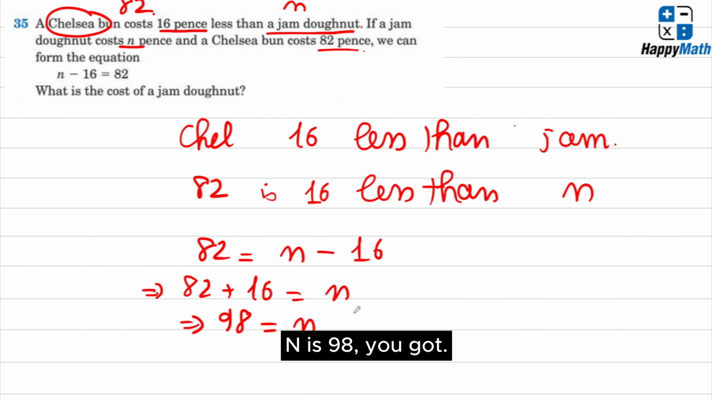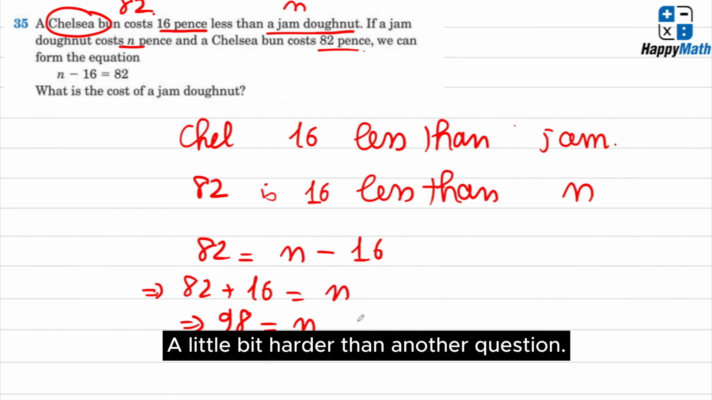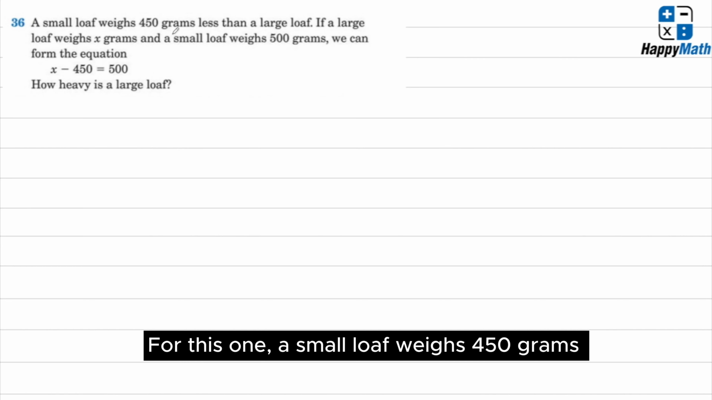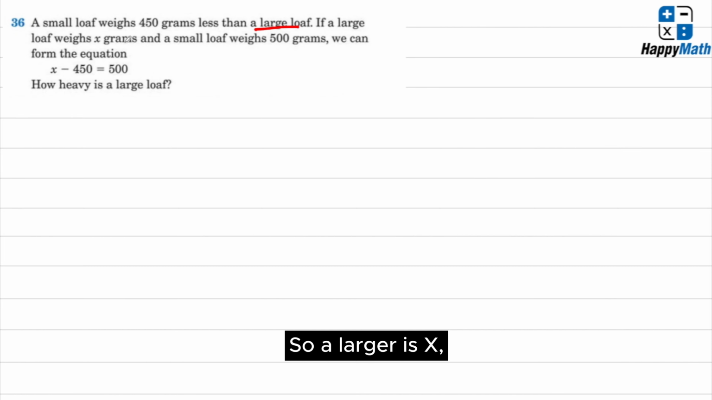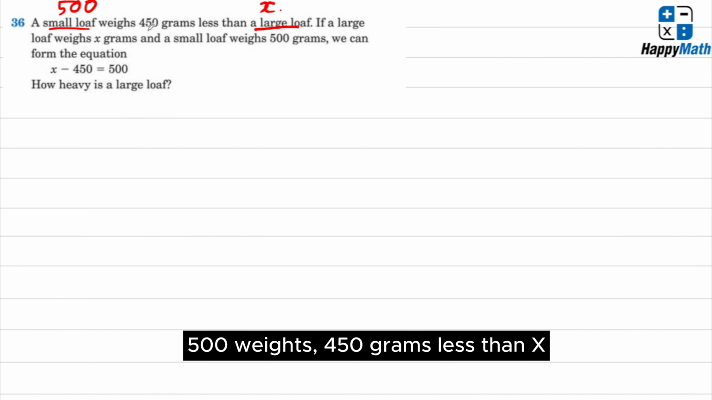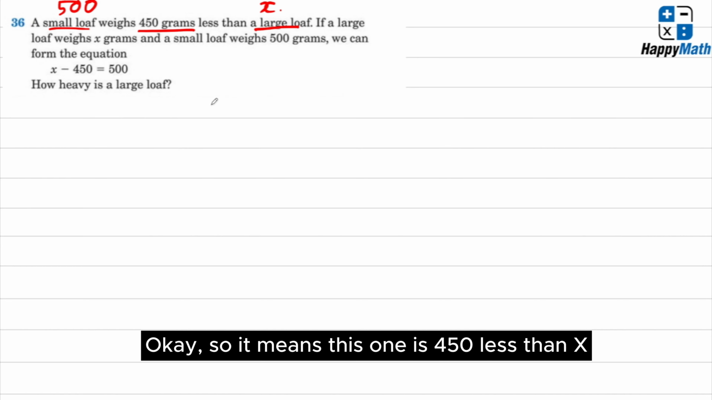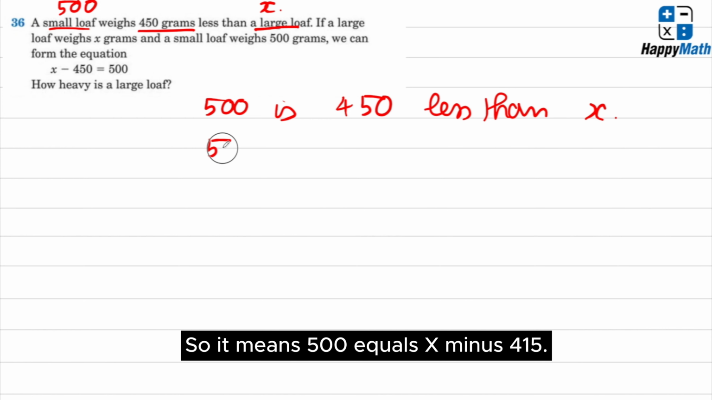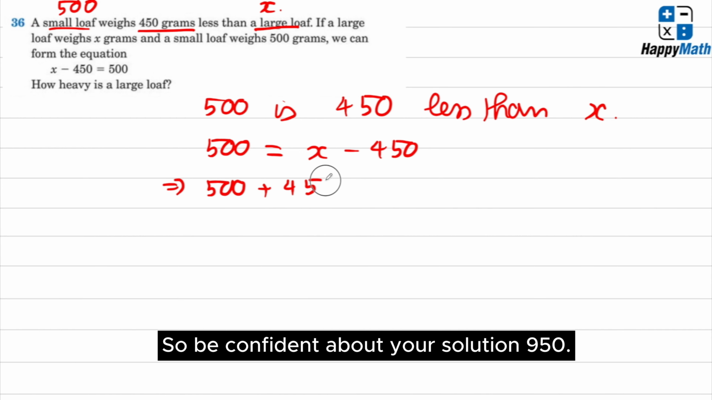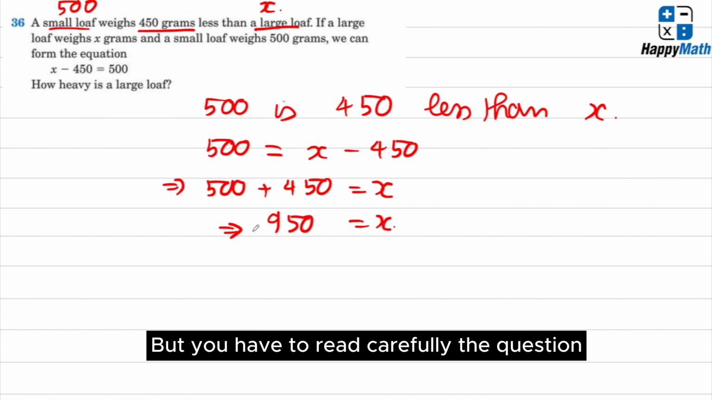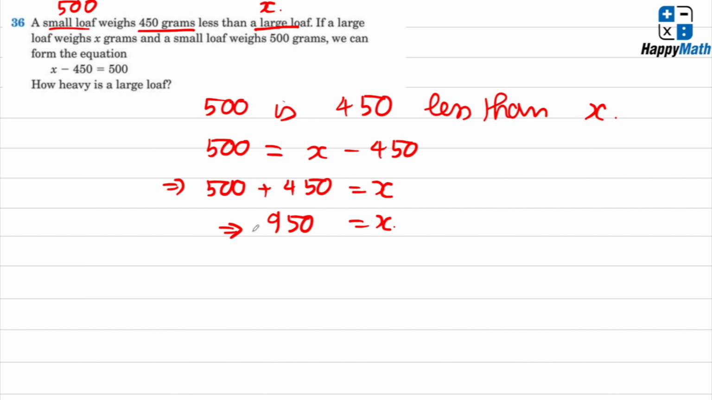98, you get n. Yeah, that's it. But you can see now it's a little bit harder than the other questions. For this one, a smaller weight is 415 grams less than a larger weight. So the larger is x, and the smaller is 500. 500 is 415 less than x. So it means 500 equals x minus 415. Already learned. So be confident about your solution. 915, yeah, that's it. A little bit easy, but you have to read the question carefully. For this question, we finished.